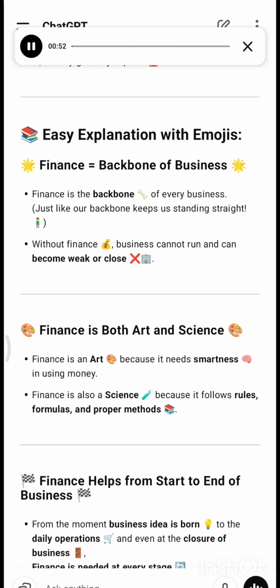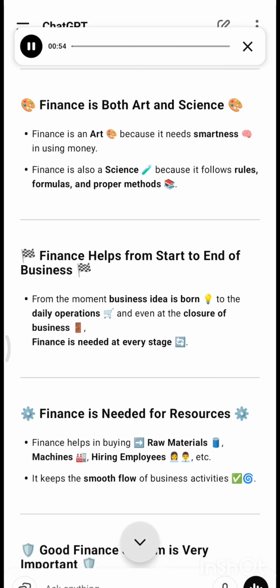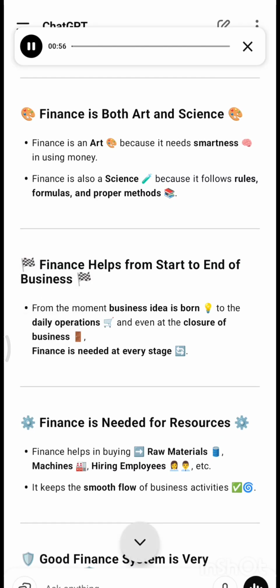Finance is both art and science. Finance is an art because it needs smartness in using money. Finance is also a science because it follows rules, formulas, and proper methods.